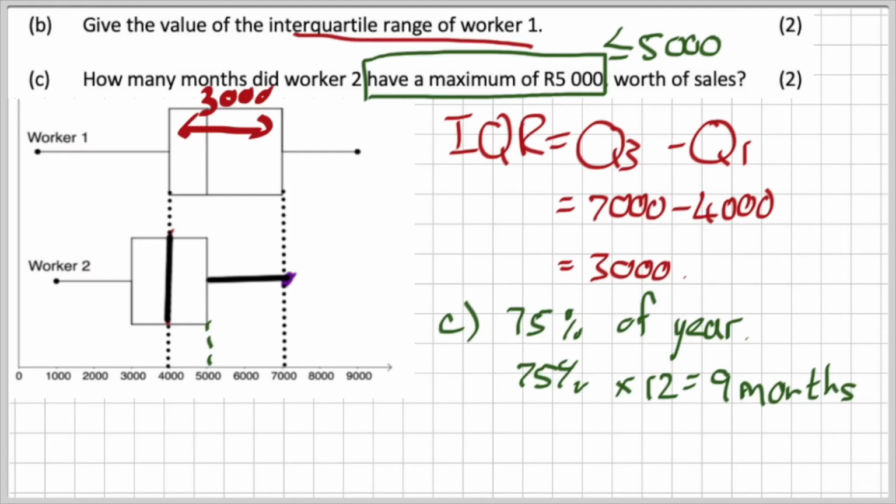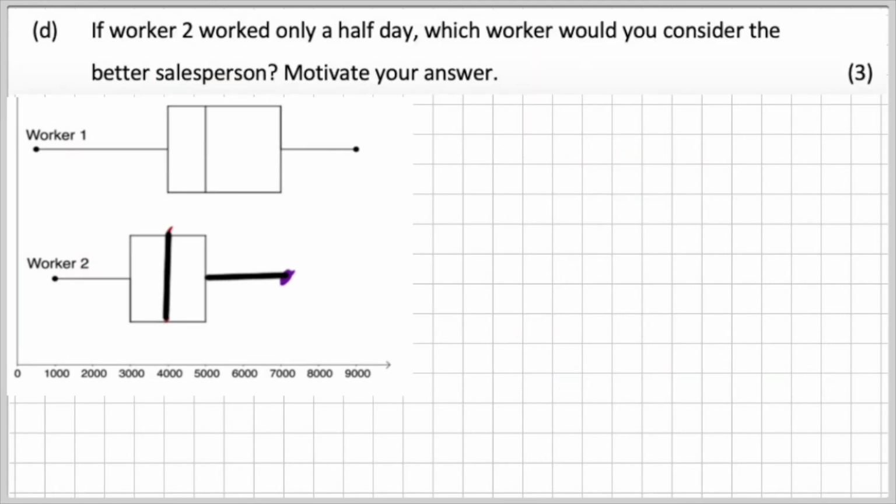At this moment, ladies and gents, as an examiner, I love to now throw you in the deep end a little bit. So in other words, if worker 2 worked only half day, now I turn the tables. I ask an open-ended question. Which worker would you consider a better salesman? So you can make a case for worker 1 or for worker 2. But you've got to be able to motivate your answer. You've got to be able to tell the examiner why.